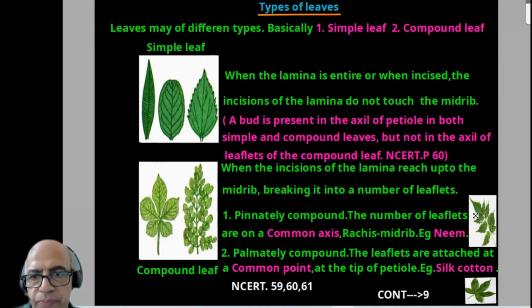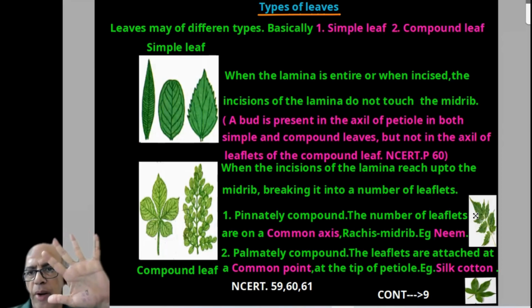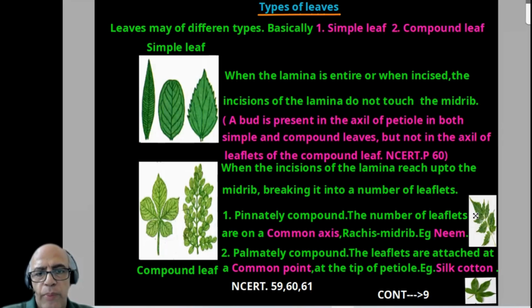Example is neem, melia. Now, second is palmately compound. The term came due to resemblance with palms, but it should be deeply incised up to the center point. Here it is not there. Up to this center point, it should come. Separate leaflets. So, palmately compound leaflets are attached at a common point, at the tip of the petiole, just above the petiole. Up to that incision will be there. Example is silk cotton tree.